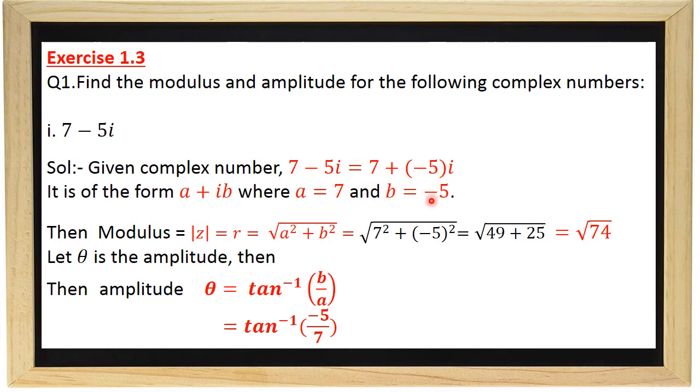Then modulus is defined as r is equal to root of a square plus b square, which is equal to root of 7 square plus minus 5 the whole square. So 7 square is 49 plus minus 5 square is 25. So 49 plus 25, root of 74. And let theta be the amplitude, then theta is defined as tan inverse b upon a, where b is minus 5 and a is 7. So tan inverse minus 5 upon 7.